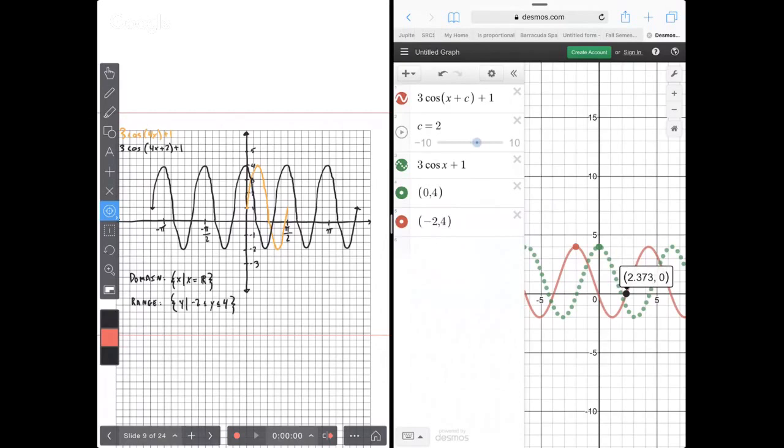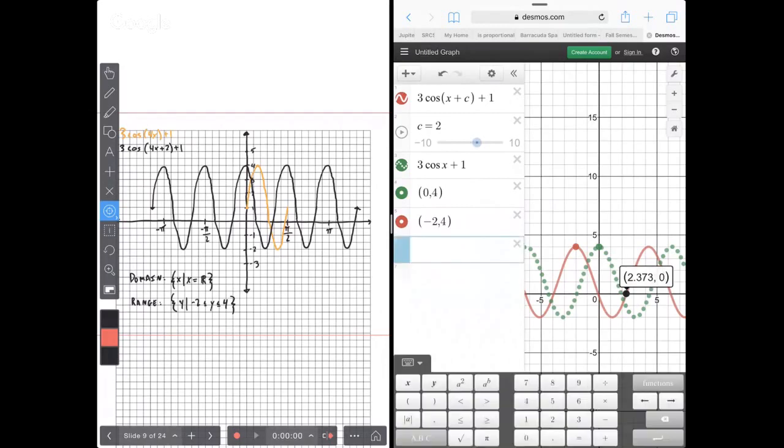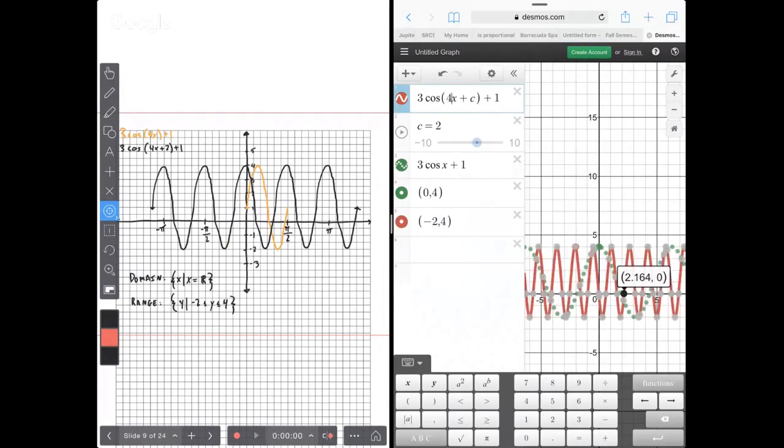But then what happens, and this is why it's C over B, is the next function becomes 3 cosine of 4x plus C. And that takes that leftward translation of 2 and divides it by 4. So now it's only 1/2. Yes, Richard, if C is positive, it goes left. If C is negative, it would go right.